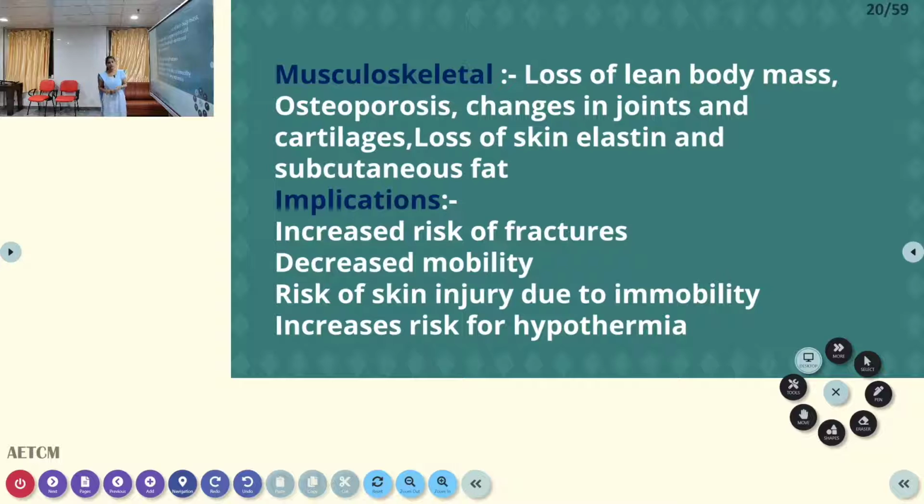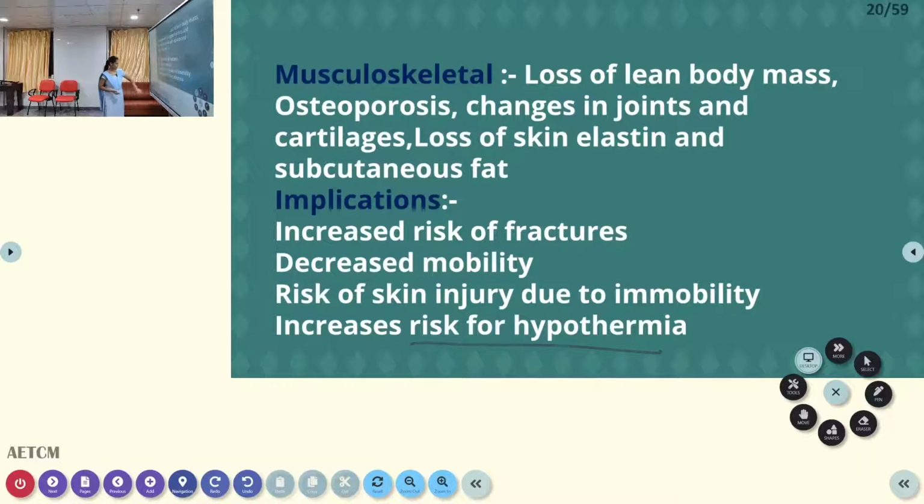In the musculoskeletal system, in the geriatric age group, there will be a loss of lean body mass, osteoporosis, changes in the joints and cartilages, and loss of skin elastin and subcutaneous fat. The implications are increased risk of fractures, decreased mobility, skin injury due to immobility, and increased risk for hypothermia.